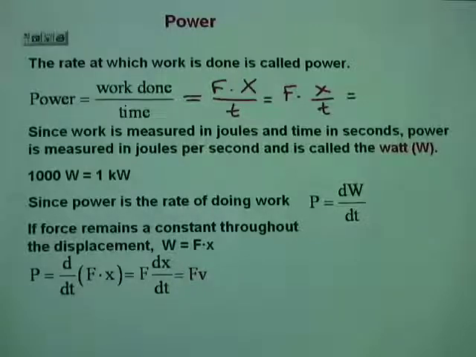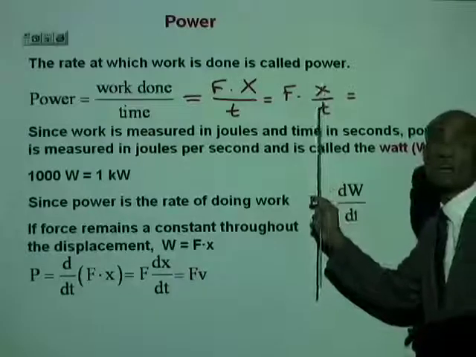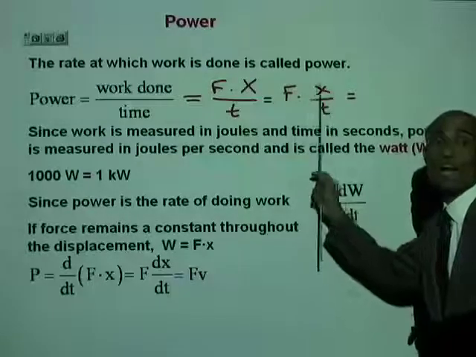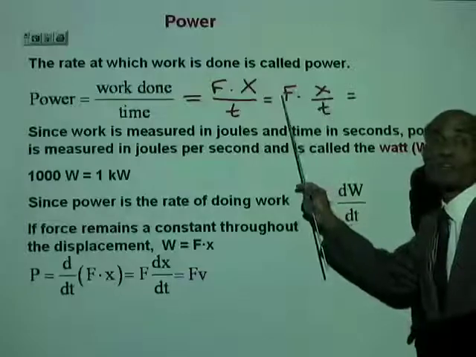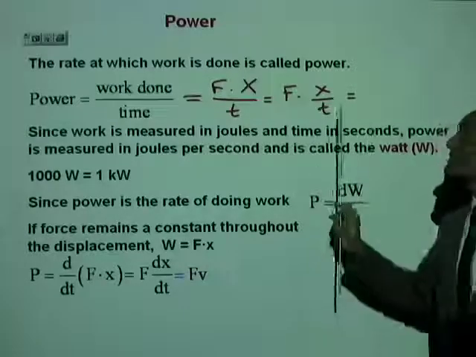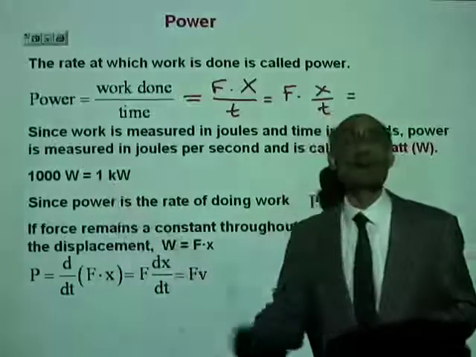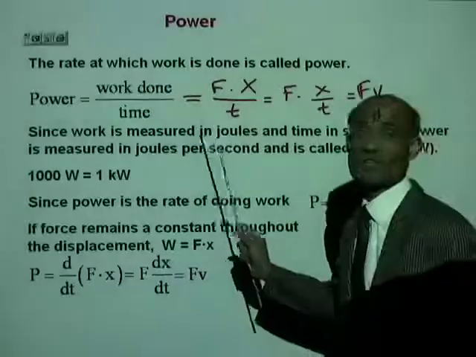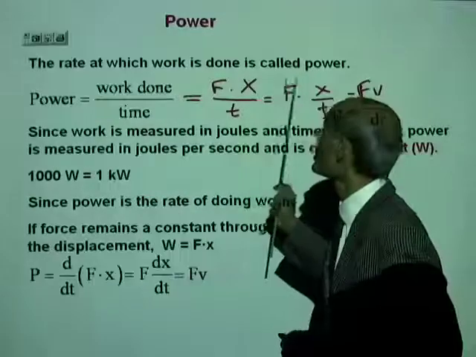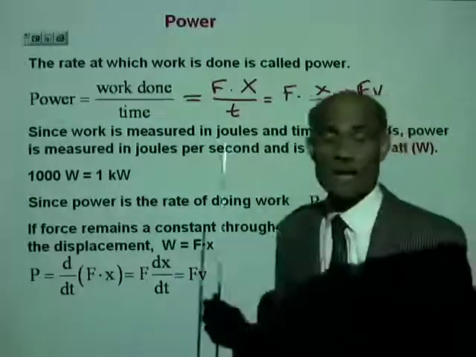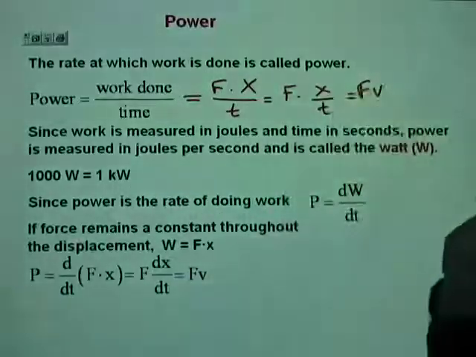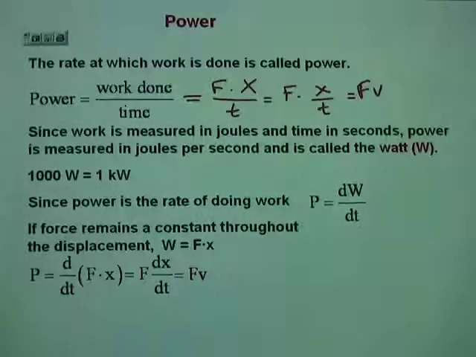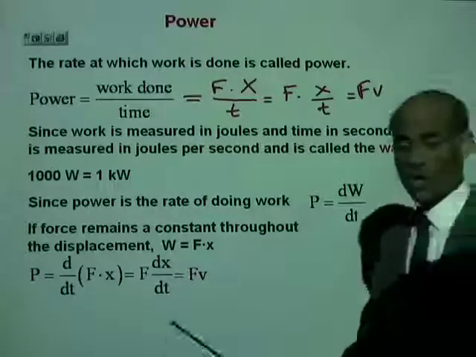What is x over t? Displacement divided by time is the average velocity. So force multiplied by average velocity is a measure of the average power. That will be force multiplied by velocity. These are very useful concepts. Average power is force multiplied by average velocity. Okay, we can actually use these concepts to solve problems.